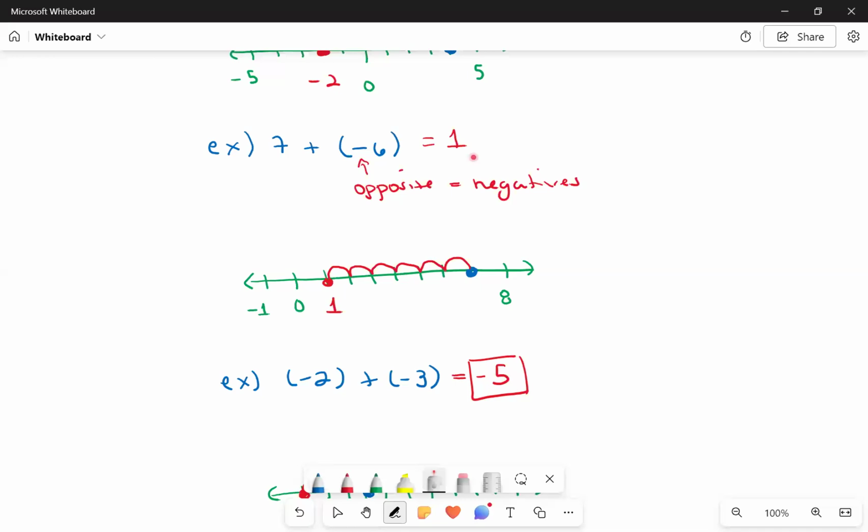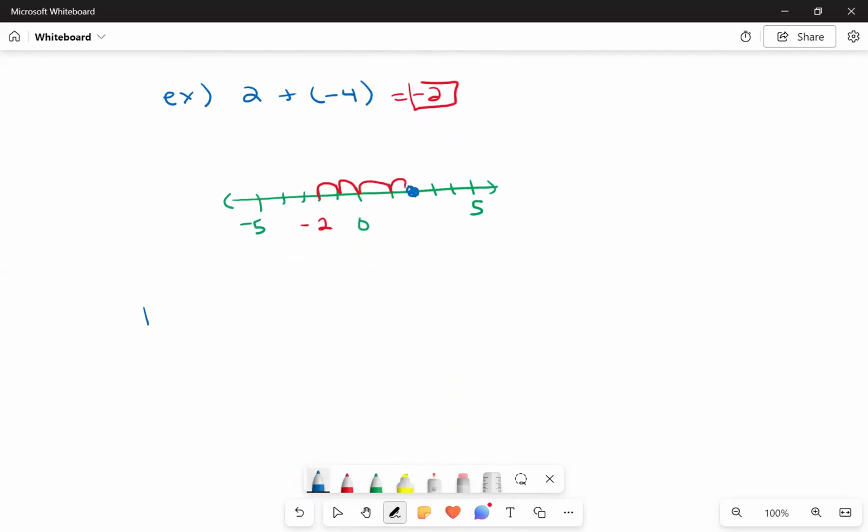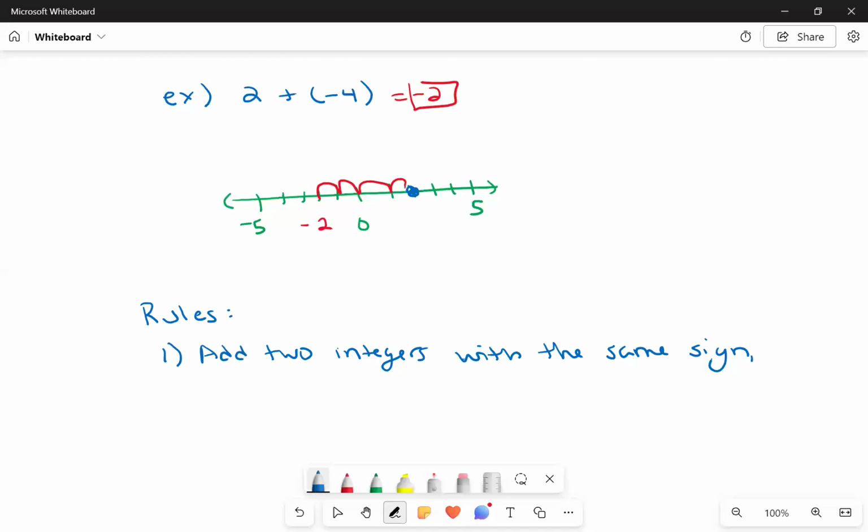Let me go ahead and write the rules then. So first rule: if we add 2 integers with the same sign, you sum the numbers and their sign carries into the answer.